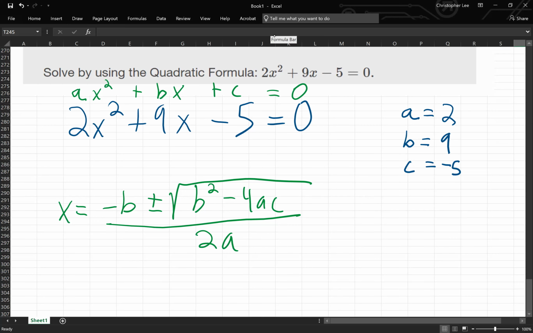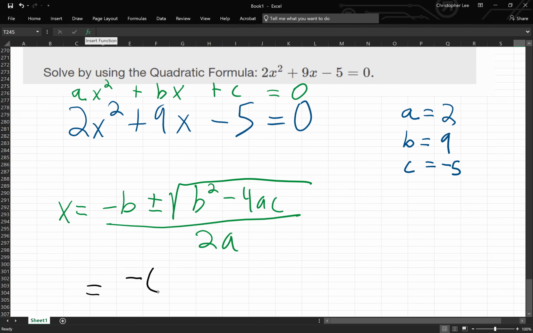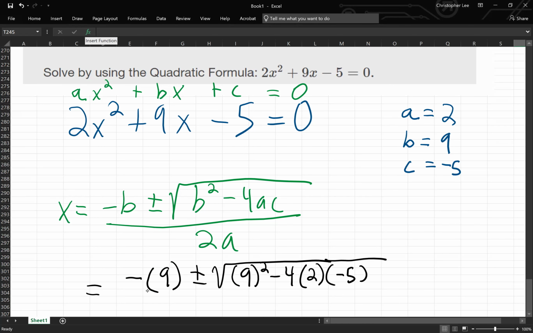So after that, all you got to do is take the numbers and plug them in. Light work, right? So this is negative, and then what's b? 9. Just plug in that 9 plus or minus the square root of b squared, so 9 squared, minus 4 times a, what's my a? 2, times c. What's my c? -5. All divided by 2 times a, which is 2.